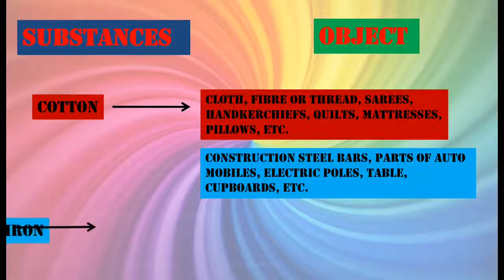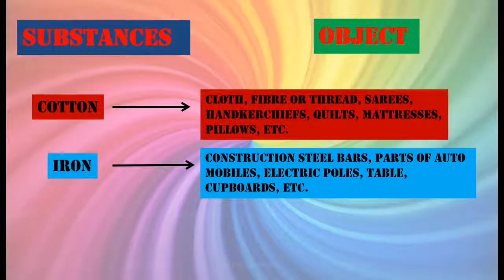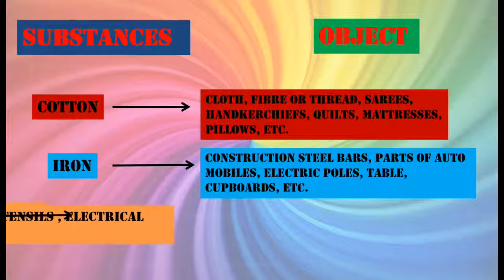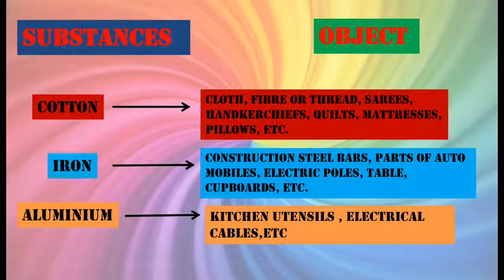Same way, if I talk about iron, iron is helpful in construction of steel bars, parts of automobiles, electrical poles, table, cupboard, etc. Okay, so iron is also extremely important in various objects that we make use of in our day-to-day life. The next one is aluminium. Aluminium is used as kitchen utensils and electrical cables also.